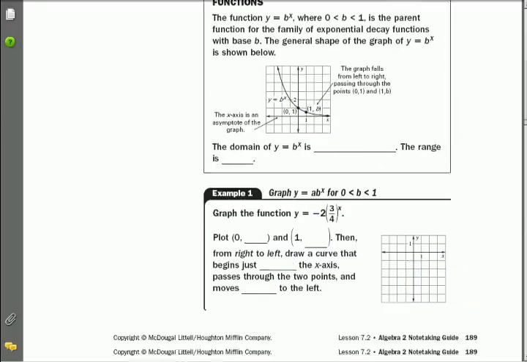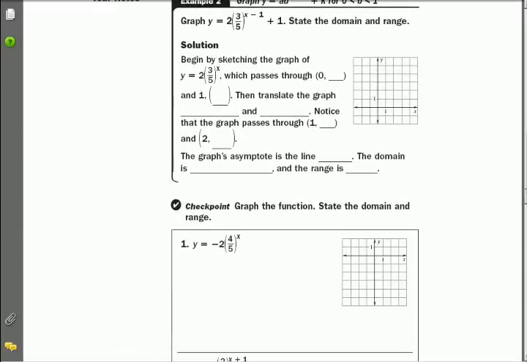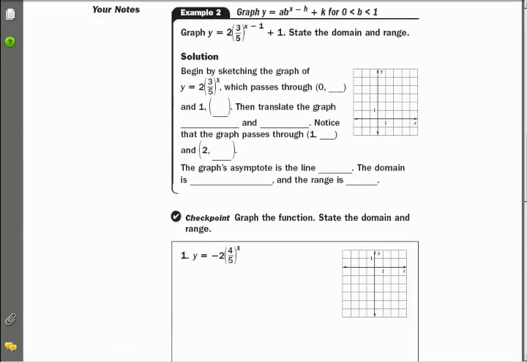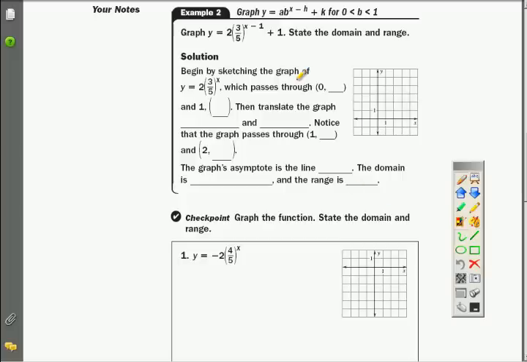Let's take a look at example 2 here, and we've got some checkpoints coming up. Be ready for those. y equals 2 times (3/5) to the x power. So I always think of that as it's keeping 60% of its value. 3 divided by 5 is 0.6, or 60%. And we have a shift here. We have the h and we have the k. And it's just like the exponential growth problems that we did, where this thing is going to shift to the right 1 and up 1.